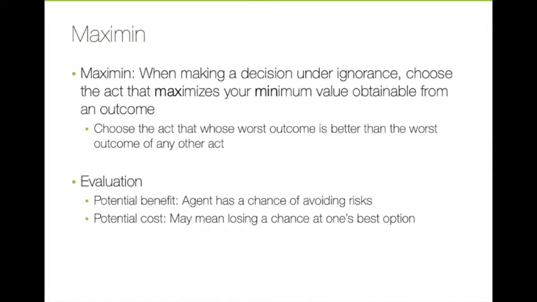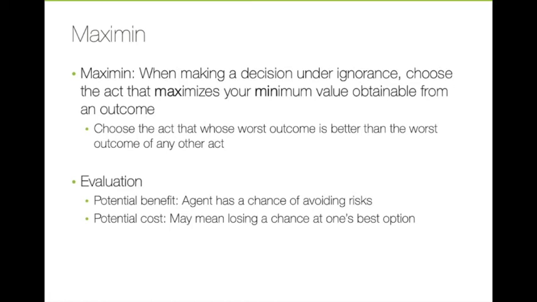It's called maximin. And it tells us when we're making a decision under ignorance, choose the act that maximizes your minimum value obtainable from an outcome. In other words, choose the act whose worst outcome is better than the worst outcome of any other act. The difference between maximax and maximin, then, is that maximax tells us to focus on our best outcome for each choice, while maximin tells us to focus on our worst outcome for each choice.